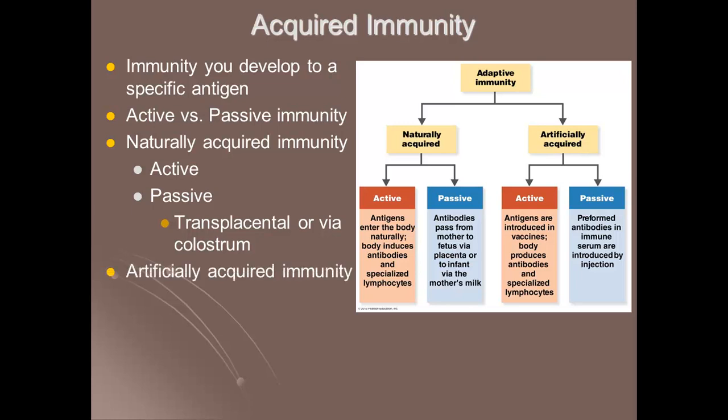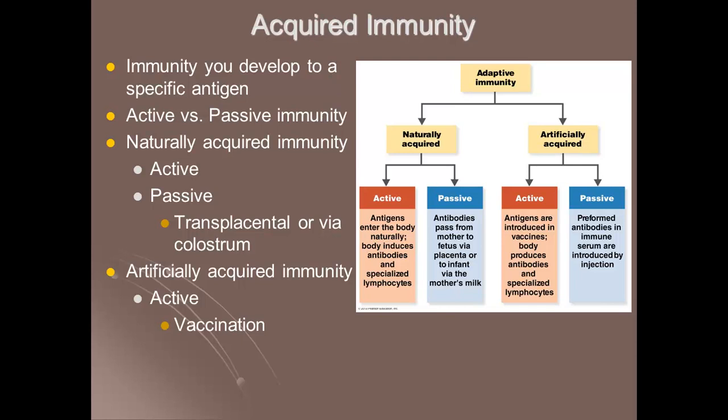Artificially acquired immunity develops after injection of the antigen. So usually we see that with vaccination. Okay, so here we'll see that with artificially acquired active immunity, you're given the antigen through the vaccination and your body is going to respond to it.